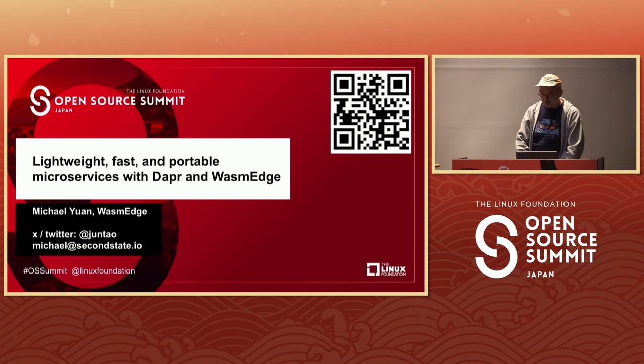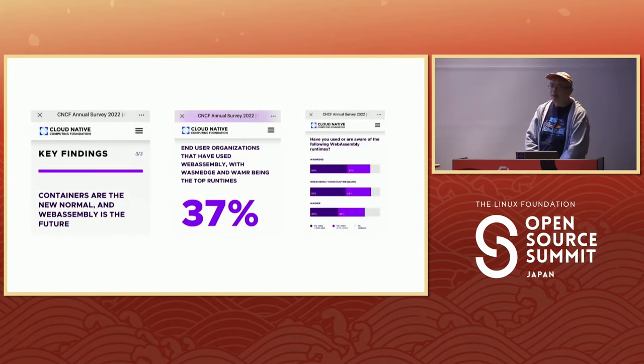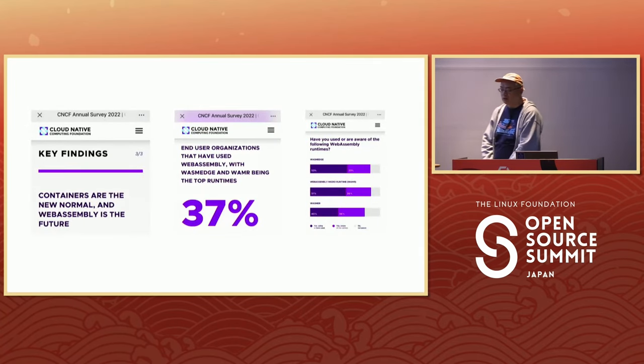All right, so some of you might have heard about WebAssembly, what we call WASM. WebAssembly started as a browser technology. So why is it important and how is it connected to microservices? I would refer to a CNCF survey that was done about this time last year. It asked a lot of IT professionals around the world what technology is coming next. By the way, this survey has only one key finding, and there are no other findings. The key finding, summarized into one sentence, is containers are the new norm and WebAssembly is the future.